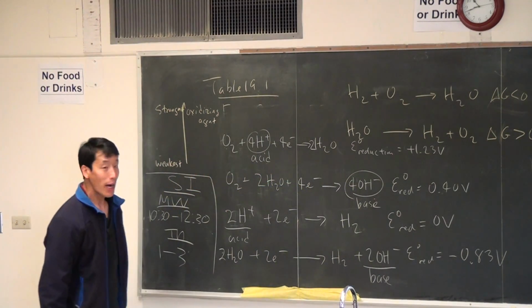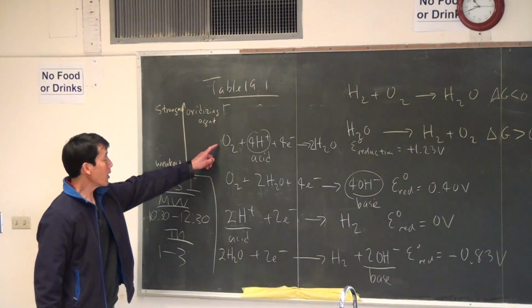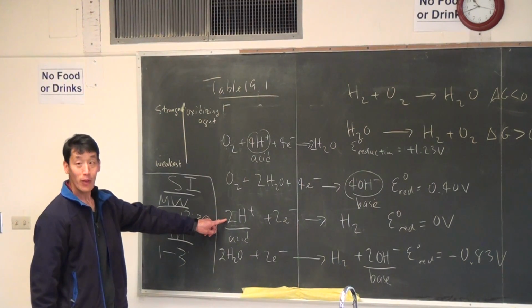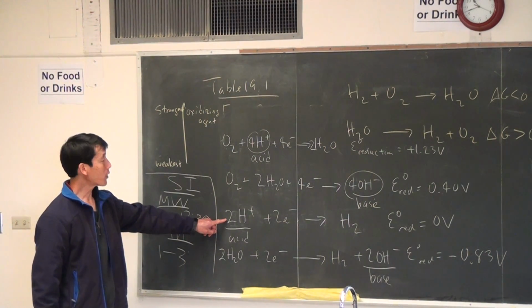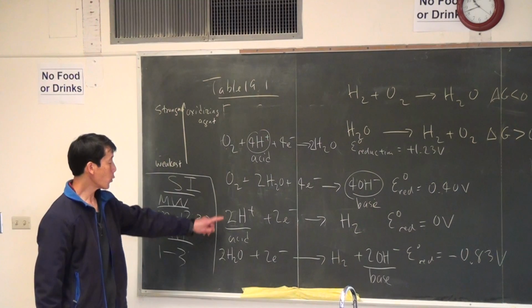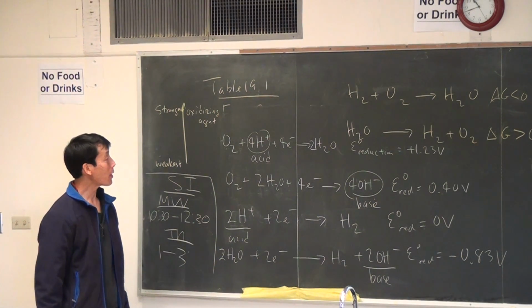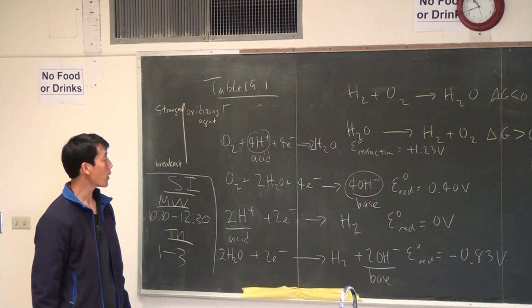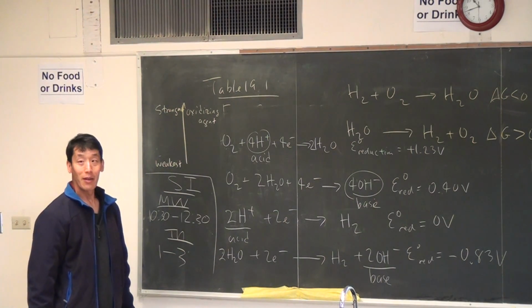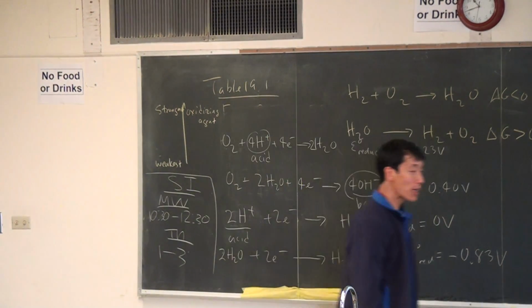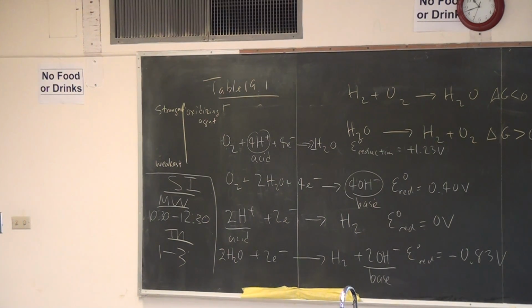So if you're going to use sulfuric acid, you want to use these two equations. If you use sodium hydroxide, you want to use these two equations. So let's say we're using sulfuric acid as our electrolyte. What reaction is occurring at the cathode?